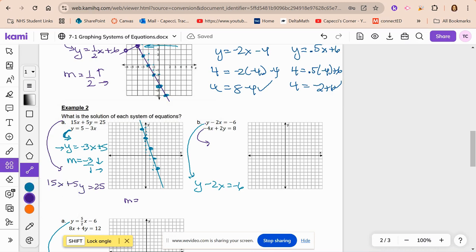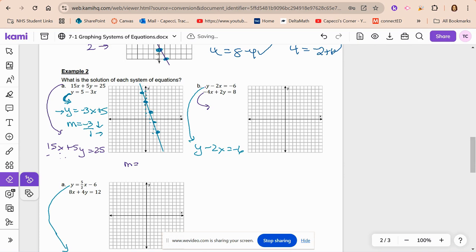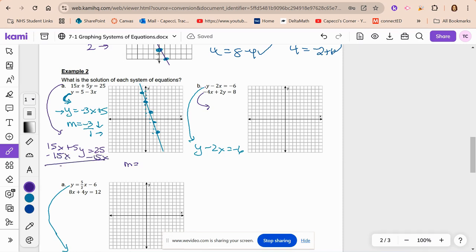Okay, I'll do the same thing. Now with this other line here, I rewrote it because I have to put that in slope-intercept form first, right? So I'm going to bring that 15x to the other side. So I have 5y is equal to negative 15x plus 25. Divide everything by 5. And I have y is equal to negative 3x plus 5.